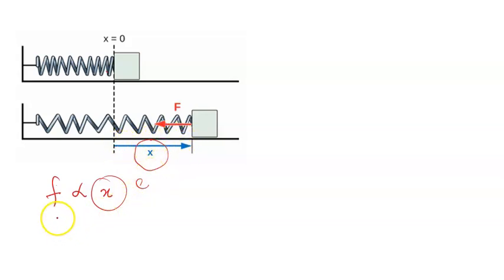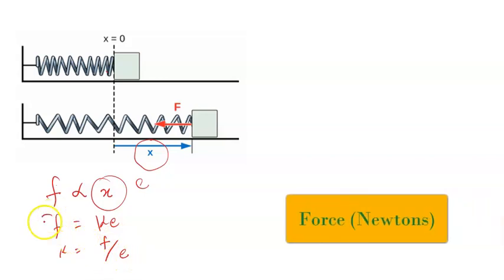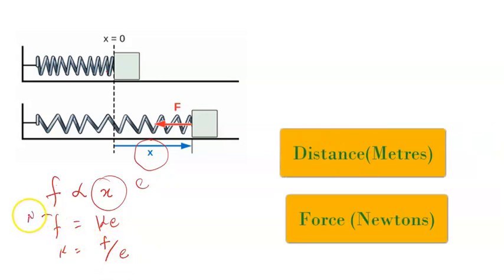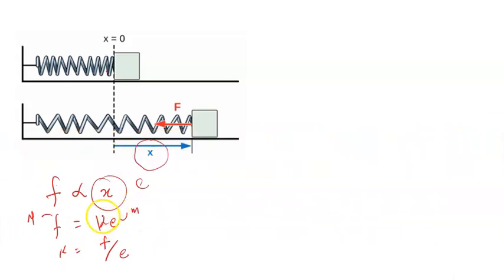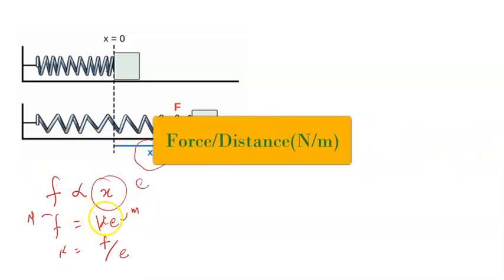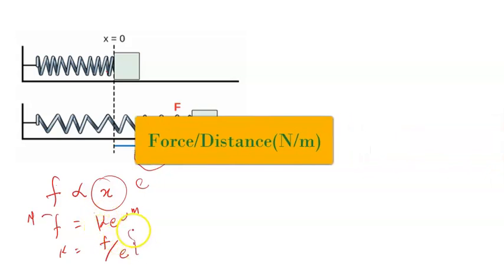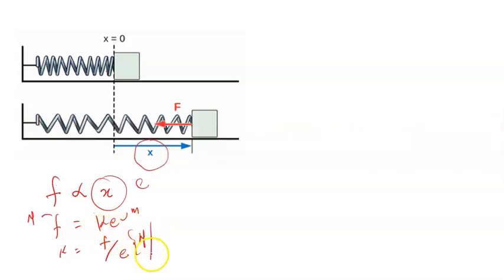To introduce the constant of proportionality, we'll say that F is equal to Ke, where K is the same thing as F over e. While F is force, measured in newtons, e is distance, measured in meters, and K is a constant of proportionality, and from here, it's obvious that K will be measured in newtons per meter.